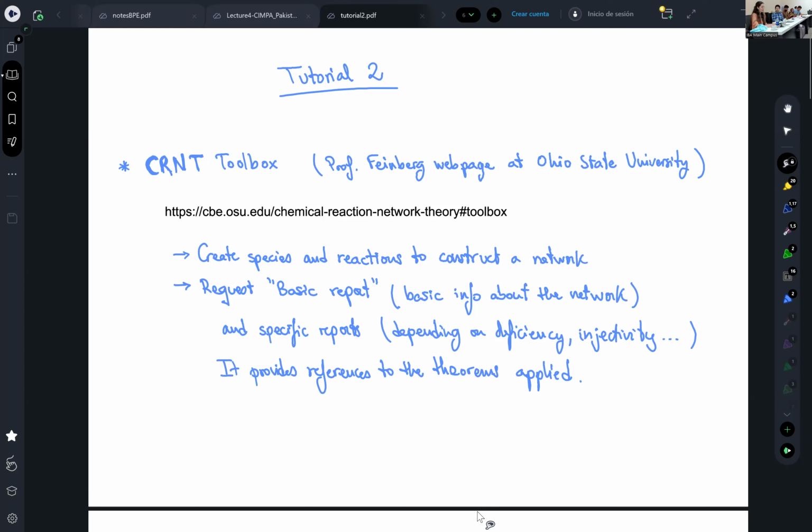So let me start with this CRMT. CRMT is the chemical reaction network theory toolbox. And one can go to the webpage of Feinberg at the Ohio State University and download the tool. And maybe I will share the tool with you first and show you how it works.